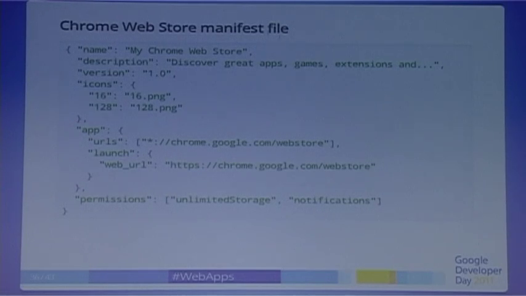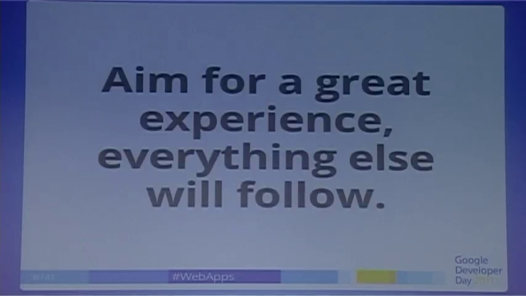What you have in the manifest file for the Chrome Web Store is the name of the application, description, version, the icons that it uses, and what URLs it accesses. This is, I think, the nice thing: you can ask for more permissions from the browser. So you can say, okay, I want to have unlimited storage because I'm going to be storing 100 megabyte files in the browser and doing stuff with it, so I'm going to need more than the 5 megabyte limit that you get in a normal web page. And you can also ask to show notifications. So aim for a great experience, and everything else will follow.